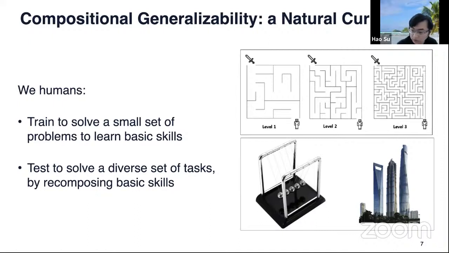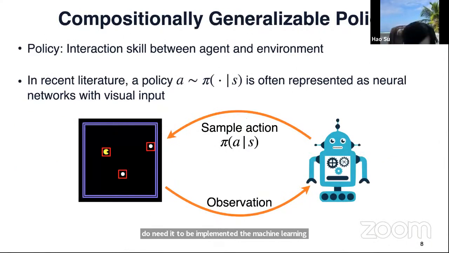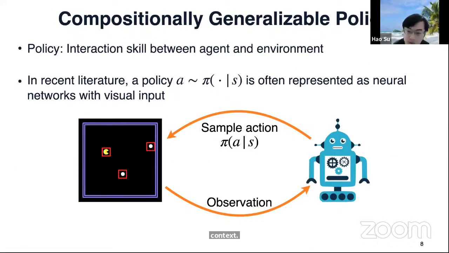Or in learning physics, we observe the phenomena from the very basic interactions of a very small number of objects, like two objects or even a single object. And then we summarize the rules, like Newton's rules, and then apply them to build very complex architectures. So for this kind of compositional generalizability, we do need it to be implemented in the machine learning context and help us to understand and interact with the complex world.